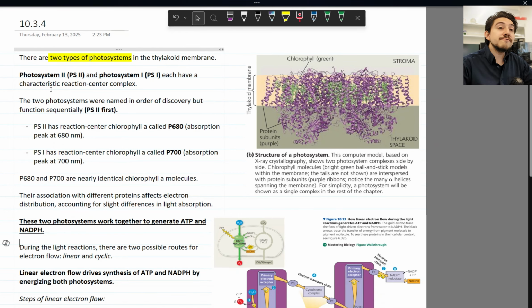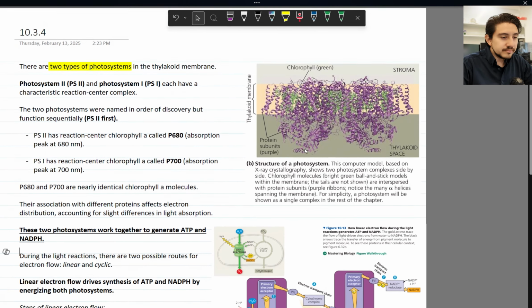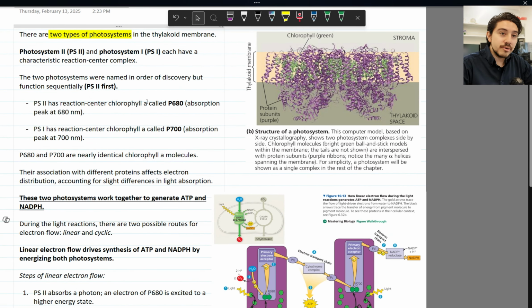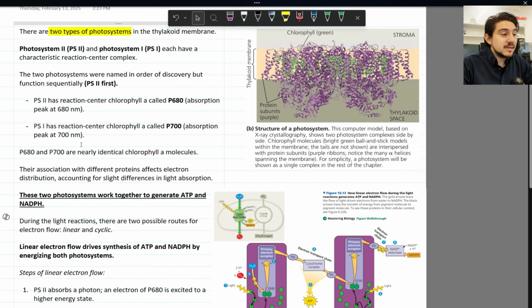Okay, so now that you understand what a photosystem is, there's actually two types of photosystems, and they're nearby each other. You have photosystem 2, designated as PS2, and photosystem 1, or PS1. Okay, and they each have their own characteristic reaction centers. There's some slight differences. The light reactions actually begin with photosystem 2. The reason why it's called photosystem 2 is just that photosystem 1 was the first one discovered, and photosystem 2 was the second one discovered.